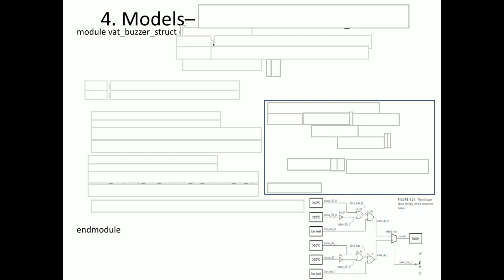Next, we need to define the port list. The syntax is that it should be within parentheses. After the name, a pair of parentheses should come, an open parenthesis and a close parenthesis. Within this, we need to define the input and output port names.